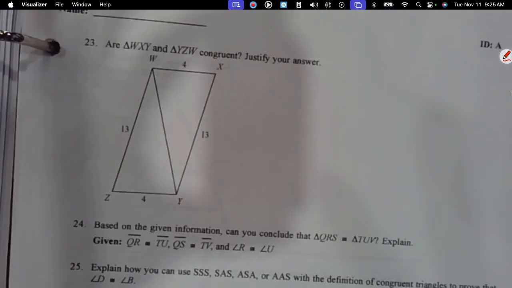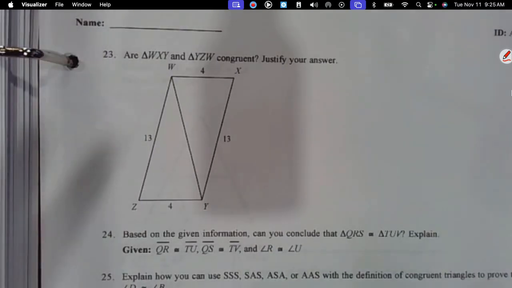Okay. The next one is on there, 23. It's just like this one. Are the triangles congruent? Justify your answer. Same question, just a different picture. So are 4 and 4 the same? Yeah, I'm just gonna mark that, okay? Are 13 and 13 the same? Yeah, I'm gonna mark that.